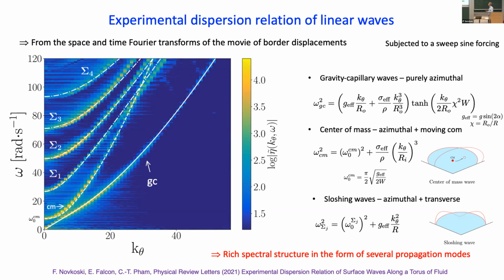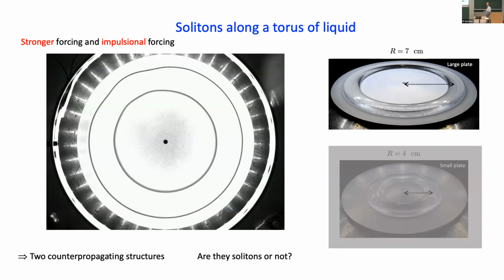If now you force the system much more strongly and with an impulse instead of monochromatic forcing, what you observe is two counter-propagating structures generated just by poking the system. So are they solitons or not? To answer that question, we can use two different plates, a large plate and a small plate, 4 centimeters in diameter or 7 centimeters in diameter.